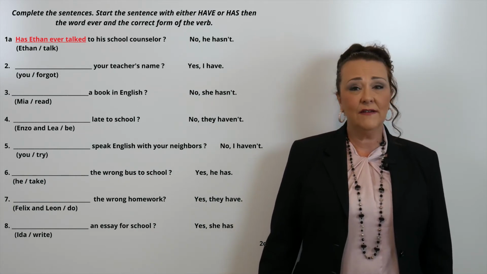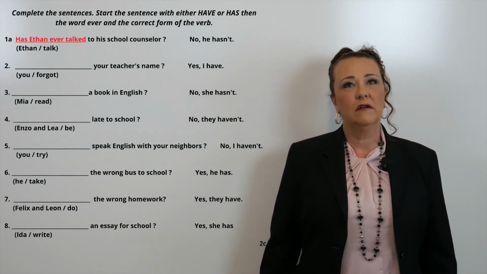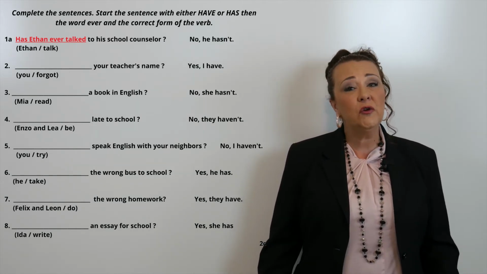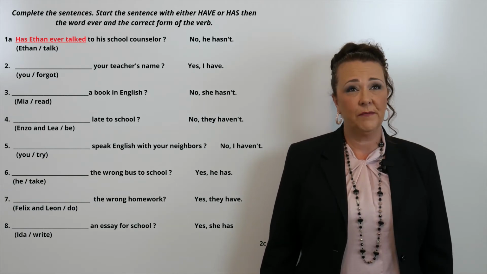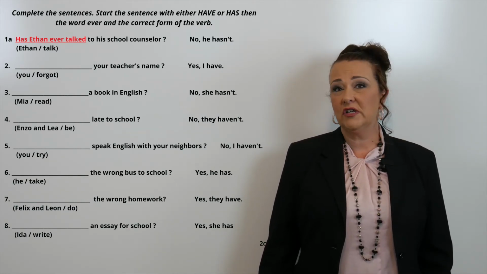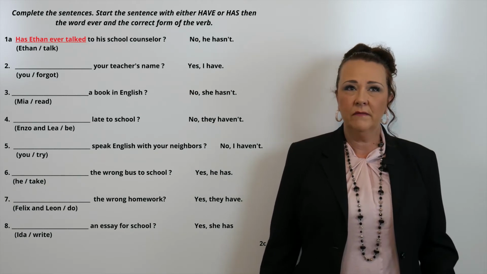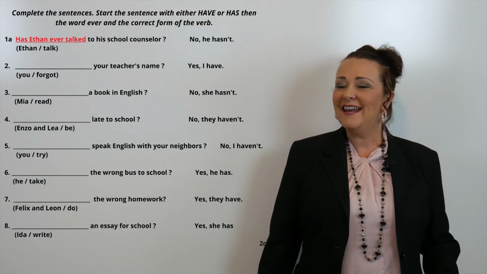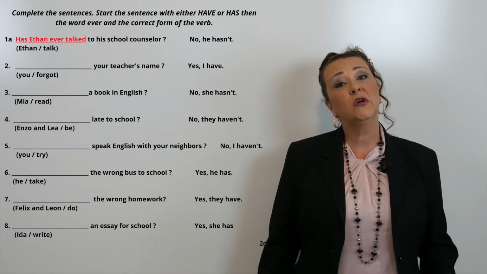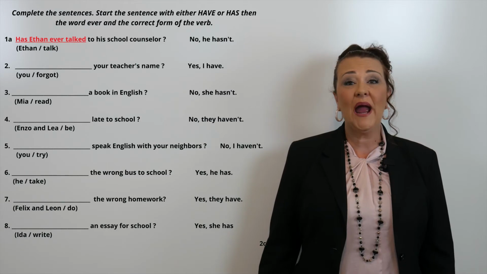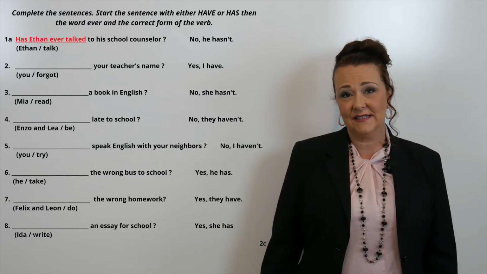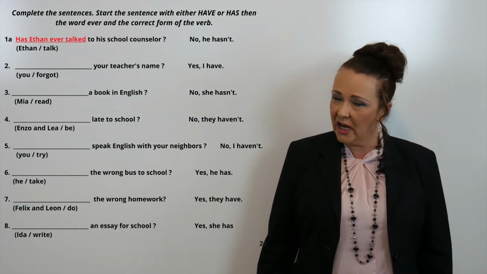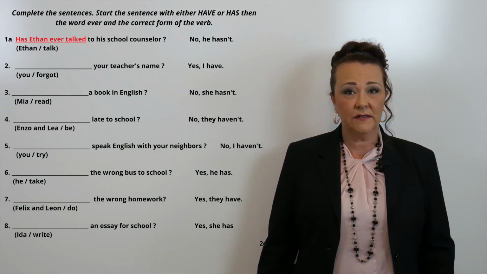So I've given the correct answer, meaning no, he hasn't, yes, I have, no, she hasn't. You just need to write the question. So below the question, you see a name, and then you see a verb. You need to use that name to decide whether you're going to choose have or has to start your sentence. And then you're going to take the verb and change it into past participle.